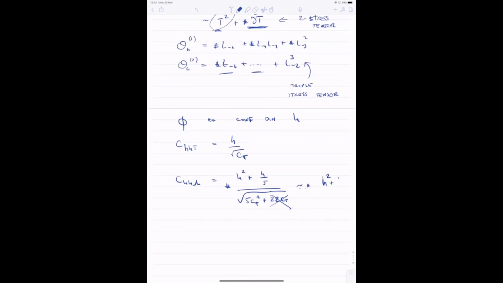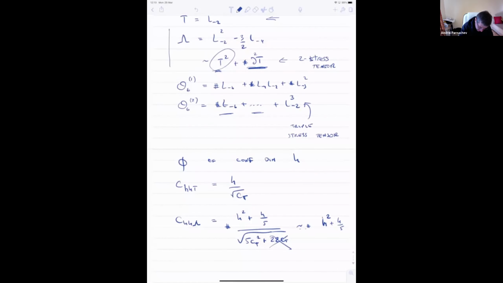Sorry, I missed what lambda was, please. Lambda is this level 4 descendant of the identity. Thank you. So basically, this H squared comes from the T squared term here, and H over 5 comes from this dT.